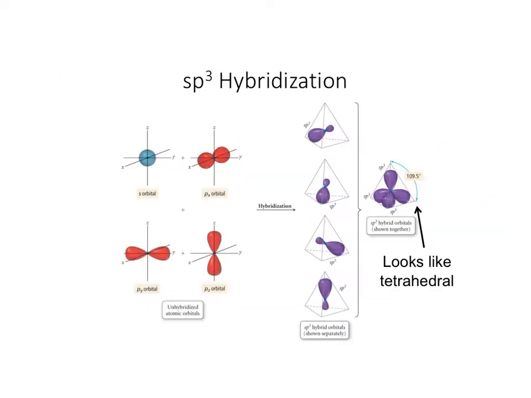So when you have something that's sp3 hybridized, it's going to have a tetrahedral electron geometry, where all of the new sp3 orbitals that you formed are going to be pointed towards one of the corners of a tetrahedron. So when you put it all together, this is what it looks like.